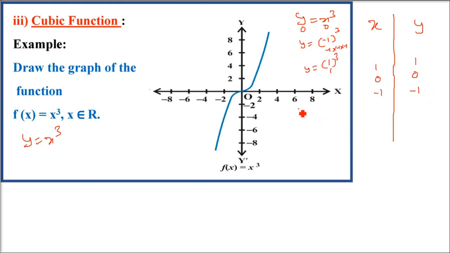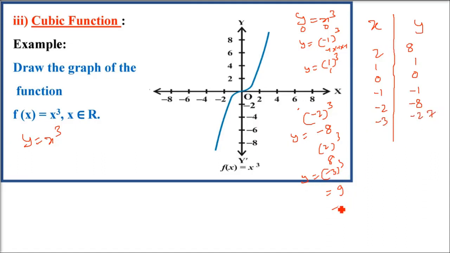1 cube is 1. Take another value, negative 2 whole cube. It will be negative 8, so y is negative 8 here. For positive 2, 2 into 2 into 2 is 8. For negative 3, since the power is odd, you will get a negative value: negative 3 cube is negative 27. For positive 3, 3 3s are 9, 9 3s are 27, so you are going to get 27.